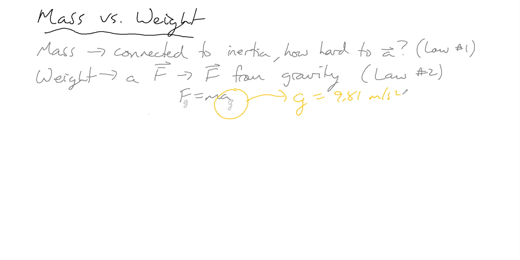So, of course, mass doesn't change, but the weight does, because depending on the acceleration due to gravity, you will weigh more or less. So when you go to the moon, the acceleration due to gravity is less, about 6 times less. You will weigh about 6 times less, but your mass would be the same, right? So that's sort of the key right there. Mass is about law number 1, inertia, how hard to accelerate. Weight is law number 2, F equals ma, and depends on both mass and gravity.